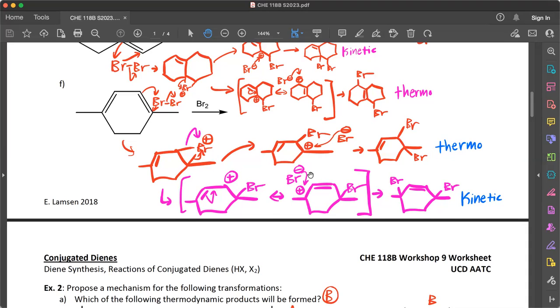And the reason why the bromide ion attacks the tertiary allylic carbocation instead of the secondary allylic carbocation is because this tertiary allylic carbocation is more stable than the secondary allylic carbocation. And this is our thermodynamic product here, where the alkene is tri-substituted, whereas the alkene of the kinetic product is di-substituted.